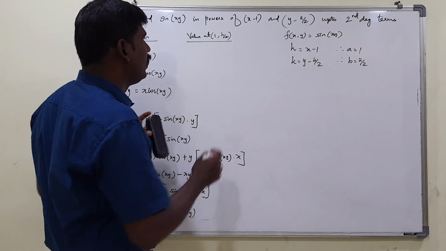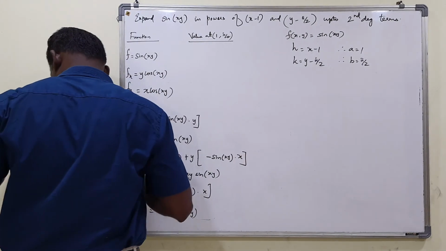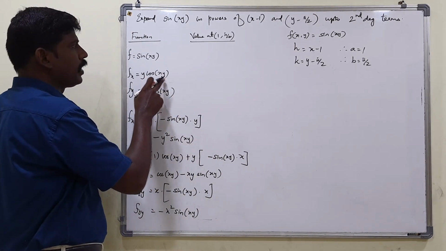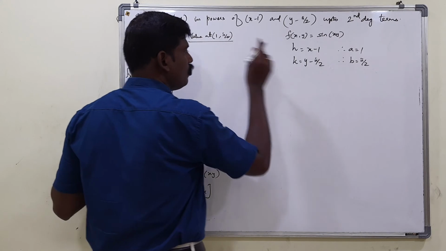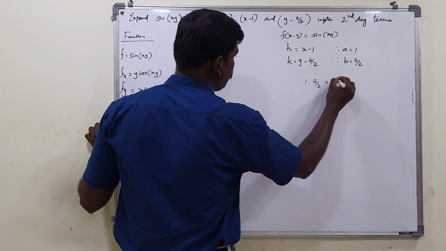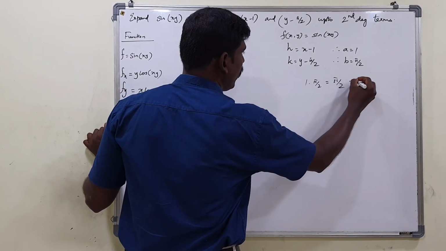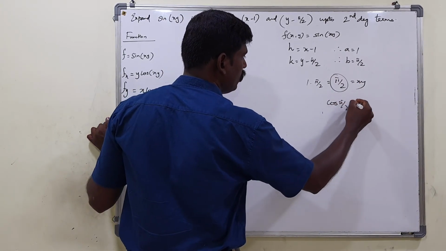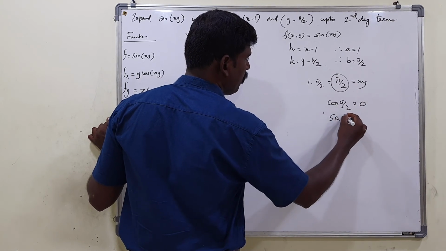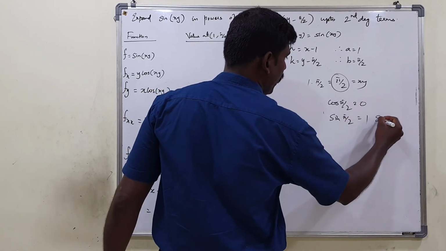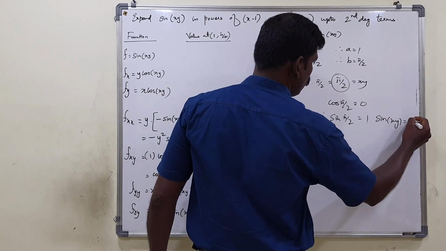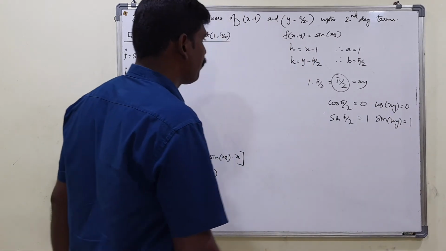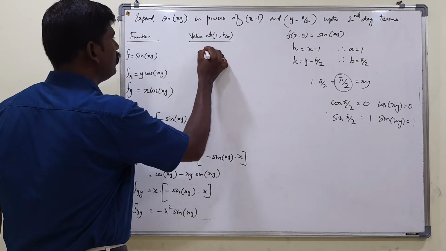Now let us find the value at the point (1, pi by 2). Look at the value here: x and y, and the product x into y, isn't it? So this is x, this is y. So 1 into pi by 2, it is pi by 2. So this is the value of xy. So what is cos pi by 2? 0. What is sin pi by 2? 1. So wherever you find sin xy is 1, cos xy becomes 0. Right? Substitute here and easily you can find out the value.